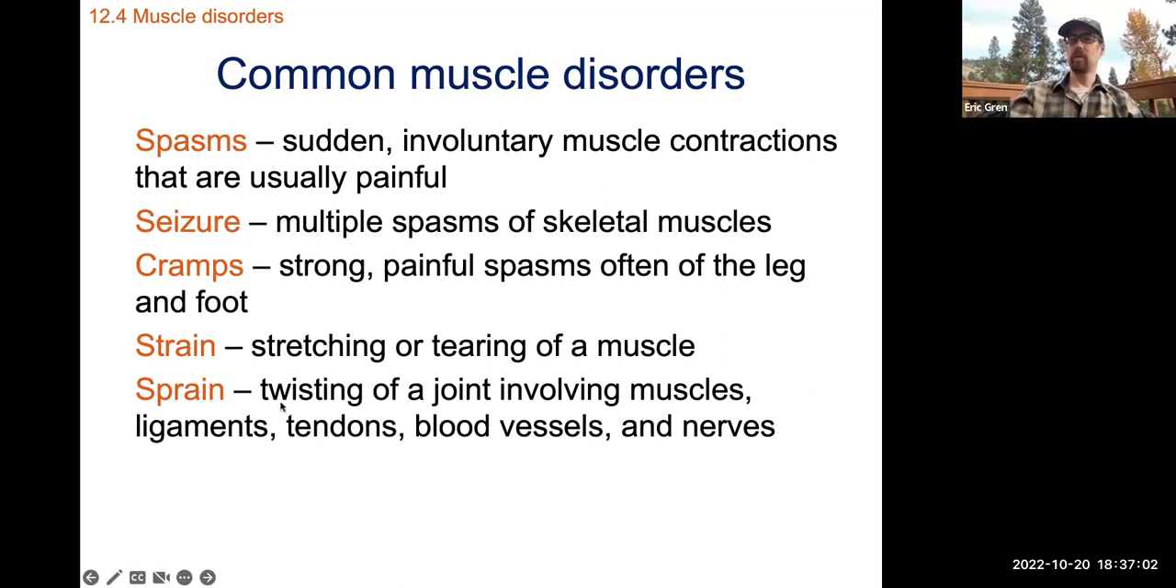A sprain is where you twist a joint in a way that it's not supposed to twist. And this is more of a soft tissue injury, right? Ligaments, tendons can be damaged. A lot of times there'll be bruising. If you sprain your ankle really bad, a lot of times it will bruise because you've damaged some of the blood vessels around that joint, right? And it's painful too, because there's a lot of nerves in there as well. Okay.